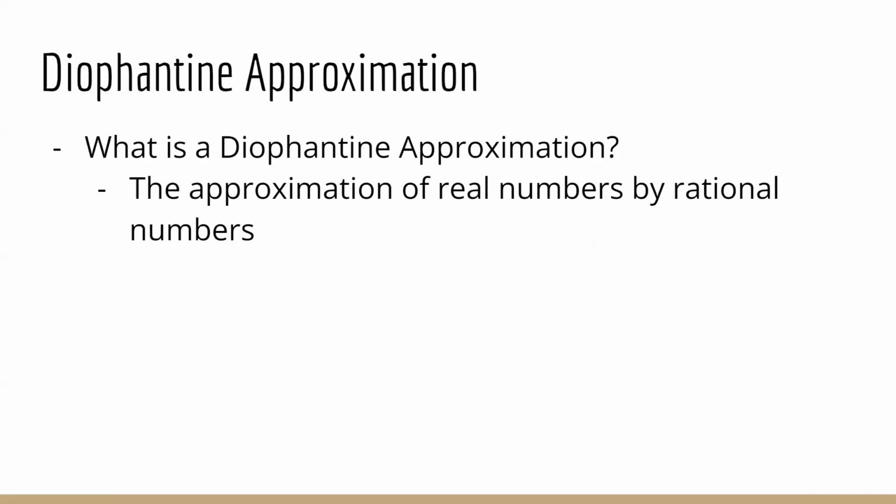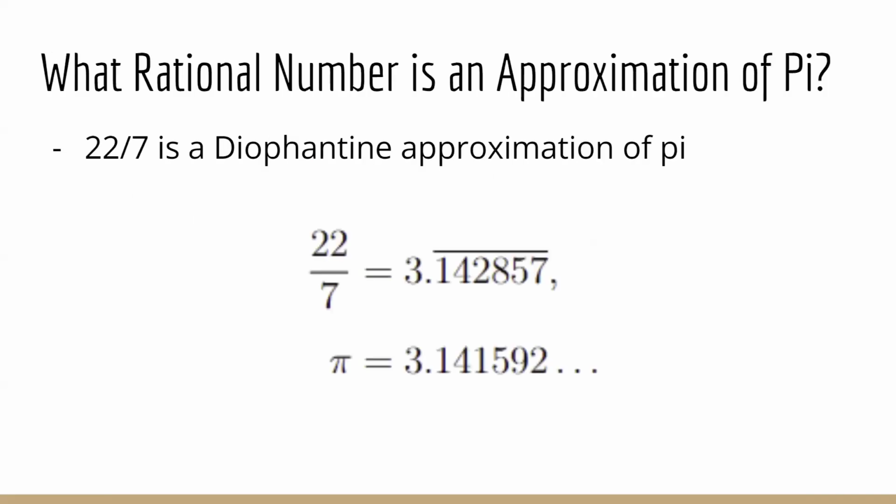So we have pi, which is a real number, and we want to find a rational number that is almost equal to pi. So we have that 22 over 7 is a Diophantine approximation of pi. That's because 22 over 7 equals 3.142, and then some other numbers, while pi equals 3.141. So 22 over 7 is almost equal to pi.